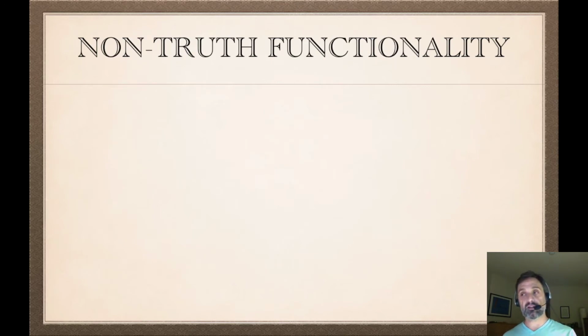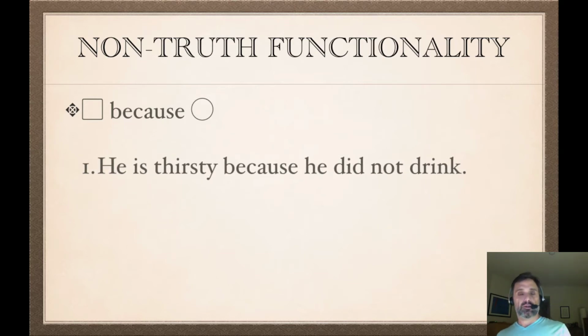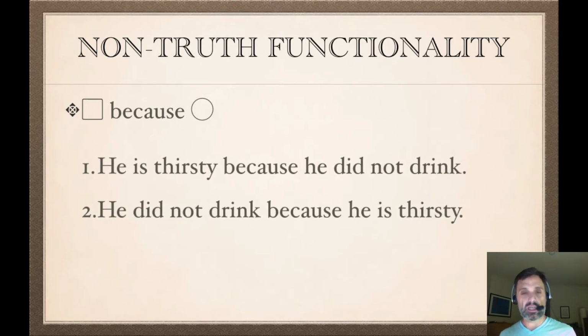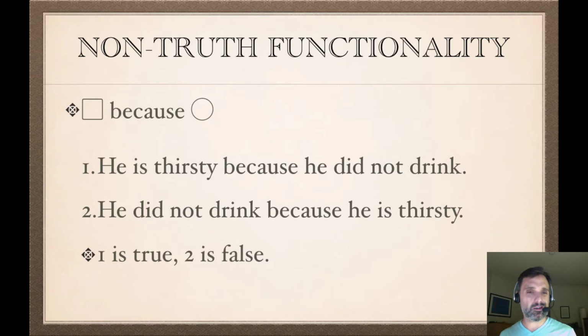There are lots of sentences in English that are not truth functional. So consider box because circle. Say, one: he is thirsty because he did not drink. Or two: he did not drink because he is thirsty. Well, the first is true. For the second, you can imagine lots of situations where one is true but the other is false. In normal situations where it's true that he's thirsty and true that he didn't drink, one is going to be true, but two is not going to be true.